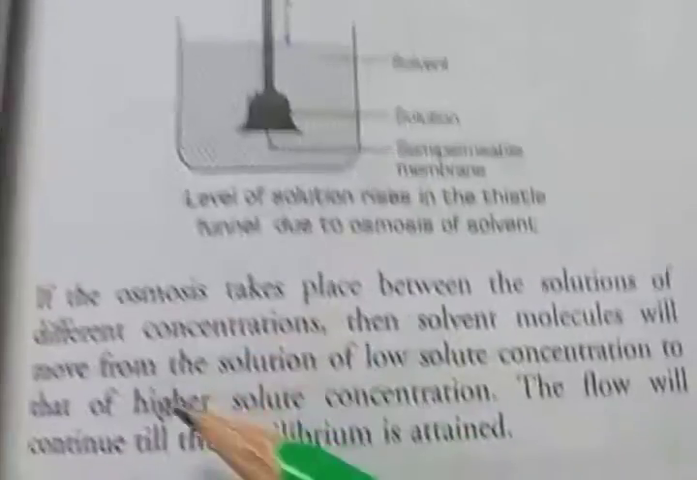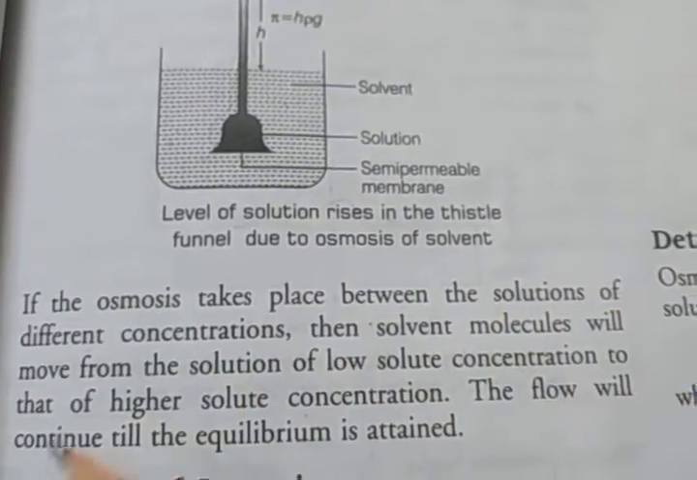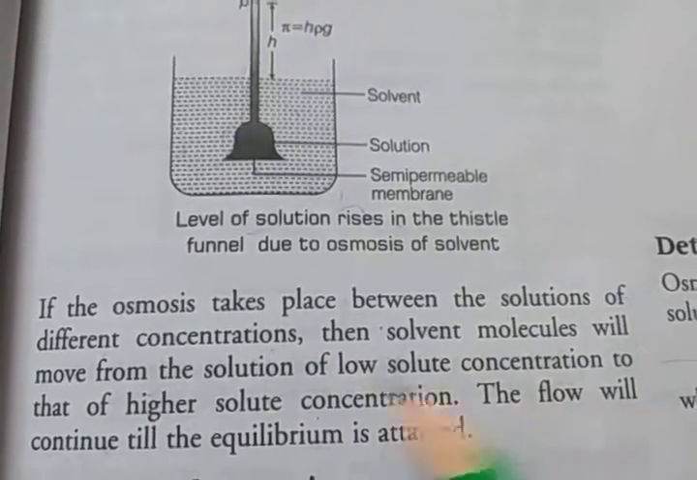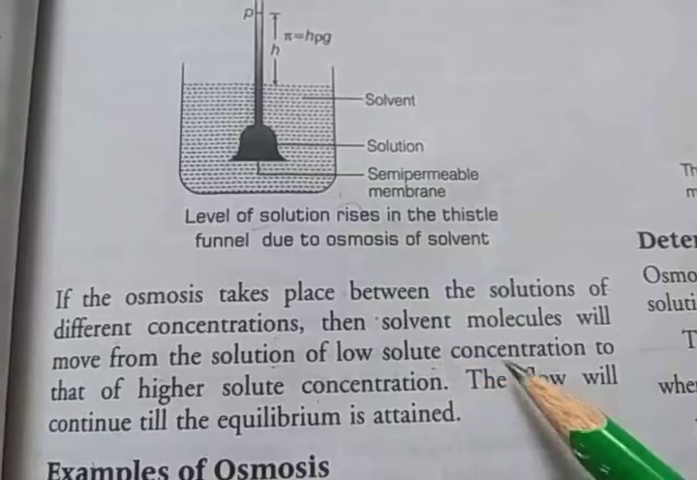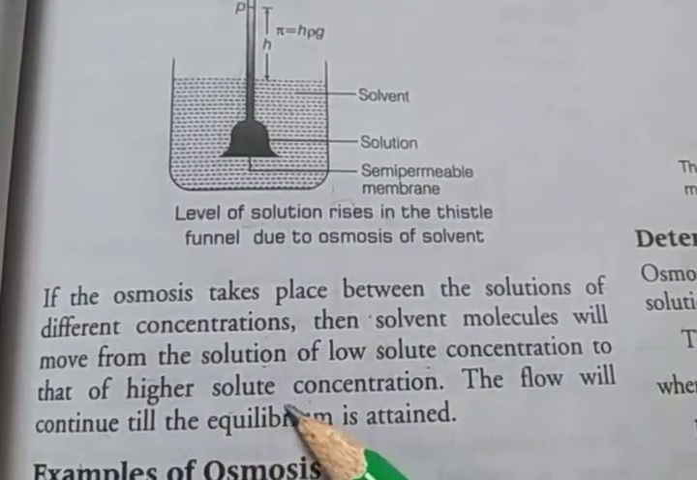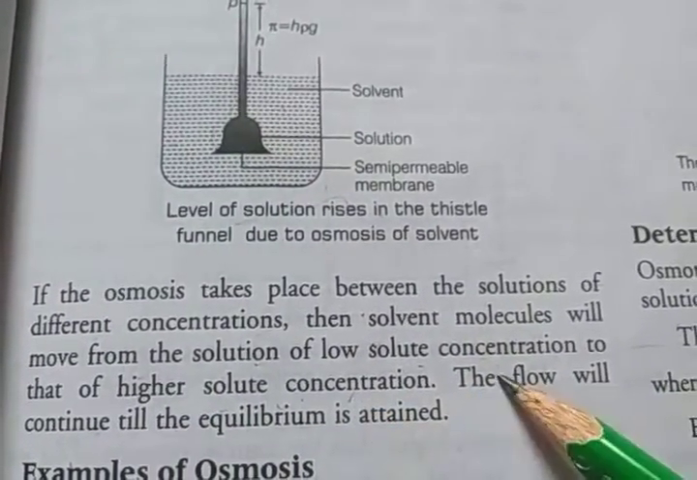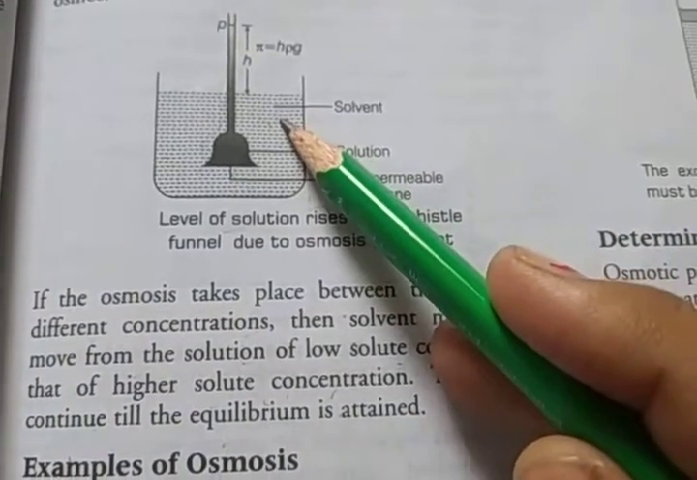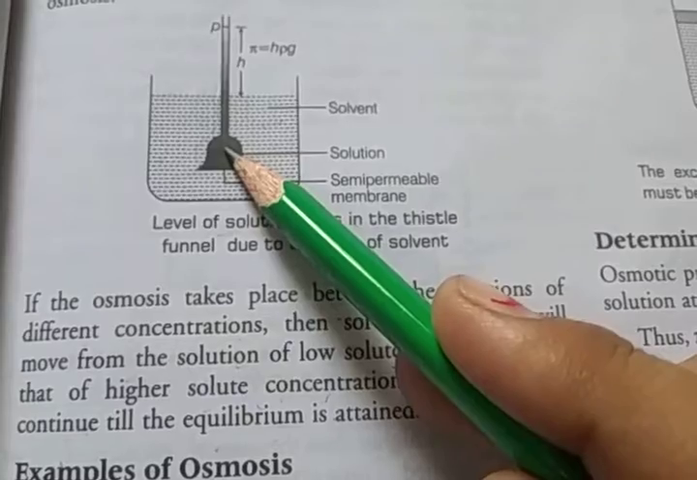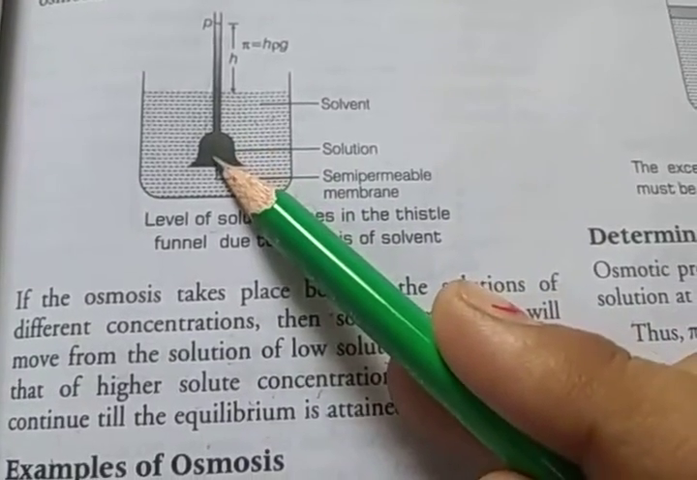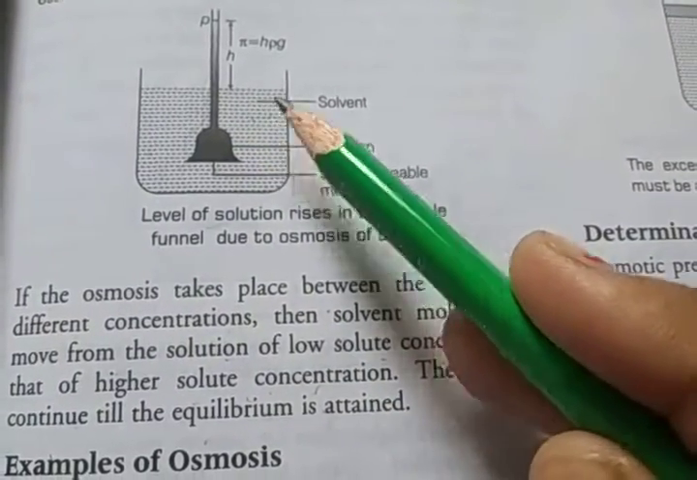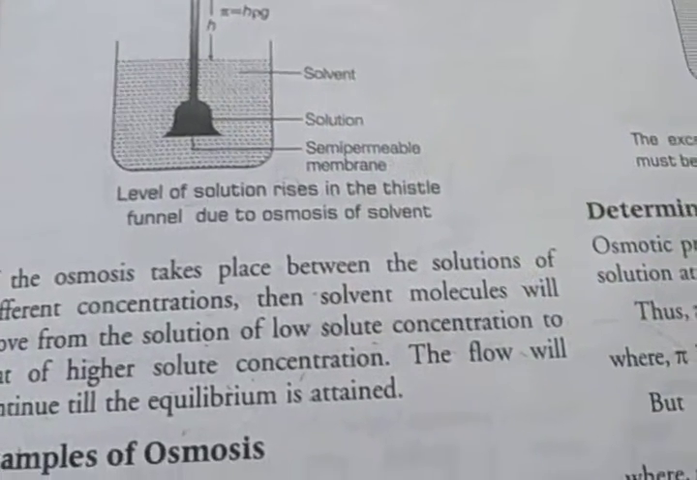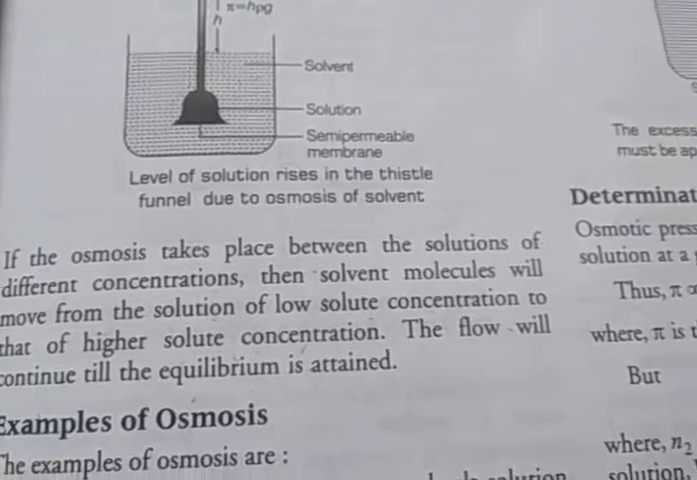If osmosis takes place between solutions of different concentration, solvent molecules will move from the solution of low solute concentration to that of higher solute concentration. The flow will continue till equilibrium is attained, because on the outer side there are only solvent molecules and inside there is the solution with solute particles. Solvent molecules pass from the solvent to the solution.